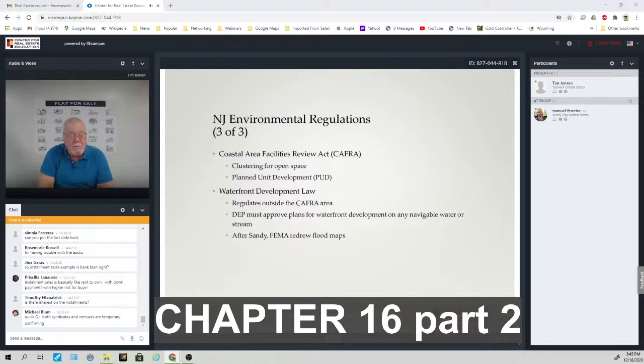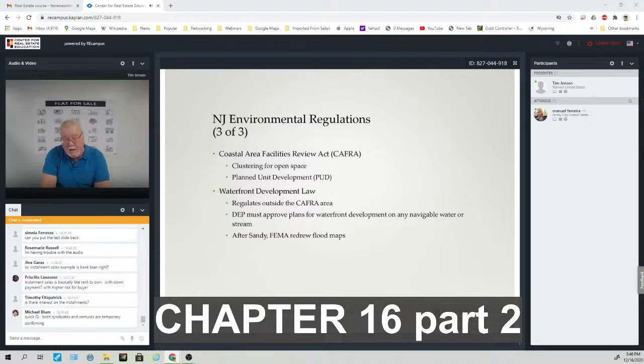So if you're going to be developing communities in those areas, you have certain guidelines you must adhere to. Clustering and planned unit developments must be incorporated to preserve space and open air. So the Coastal Area Facilities Review Act is important for developers to understand how they can build and where they can build in these areas. There's also the Waterfront Development Law, which regulates outside of the CAFRA area, and DEP approvals must be garnered for any waterfront developable lots on any navigable waterway or stream.